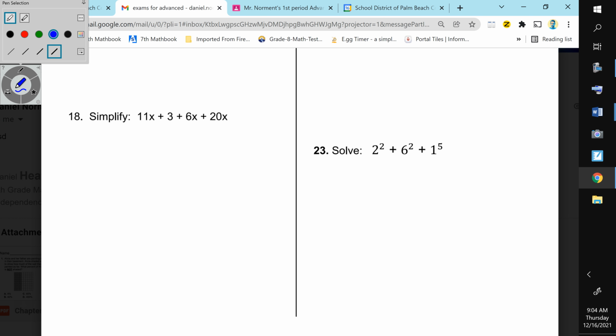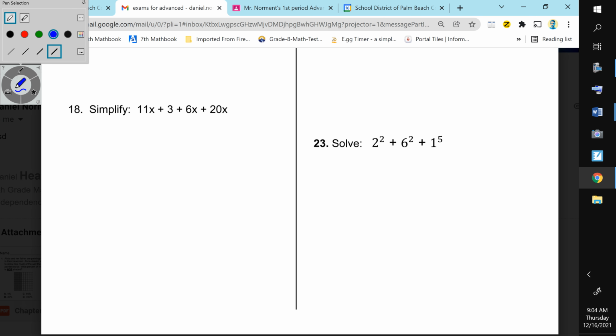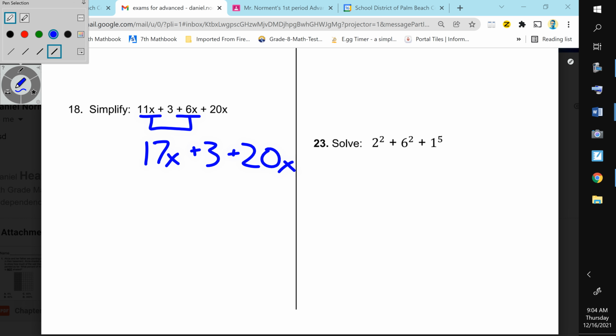Number 18, simplify. So here's your hint. I'm going to get you started, okay? These are like terms. So I can combine to get this. And then I'm going to bring the plus 3 down and the plus 20x down. Now from here, you got one more step to do. See if you can figure out what to do. Simplify, and then you have your answer.